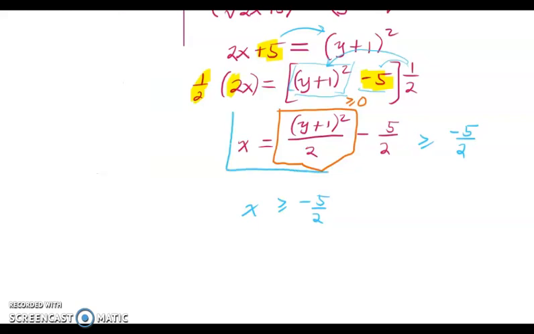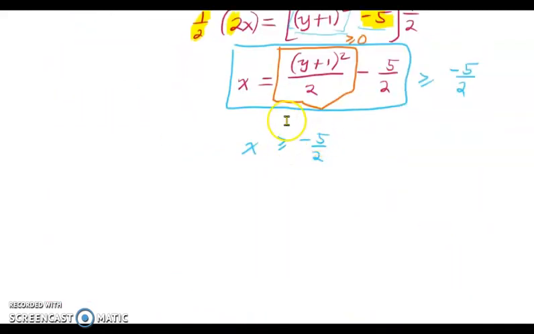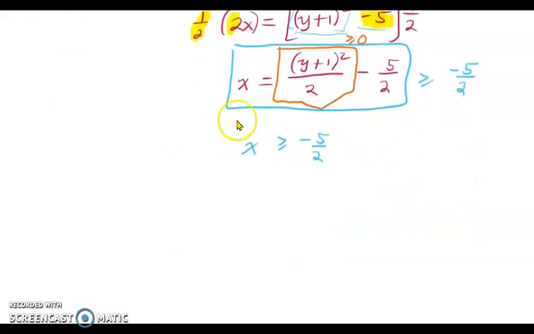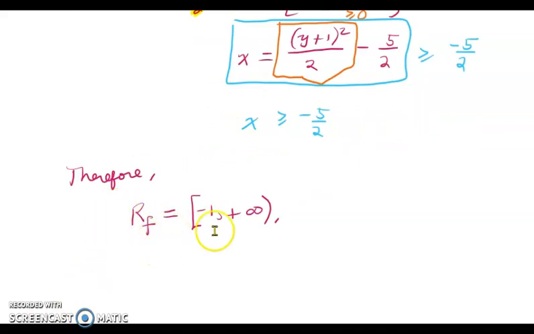Okay, so we have this value of x. So may nakita na tayo, no, na value ng x that will give you f of x. And observe that itong x na greater than or equal to negative 5 halves na nakuha natin is also in our domain, in the domain of the function. Ibig sabihin that this particular value of x that we have is a valid value, because it is in the domain of the function. Therefore, the range of f is equal to the interval negative 1 to positive infinity.